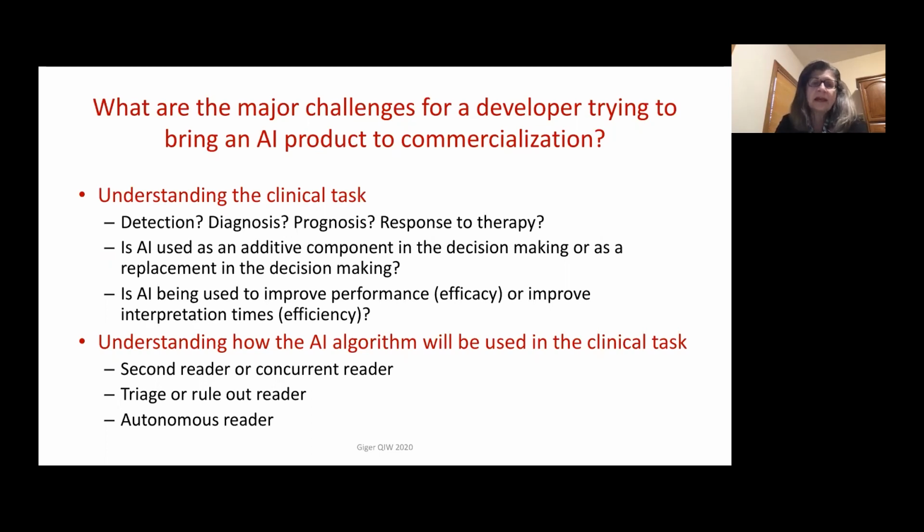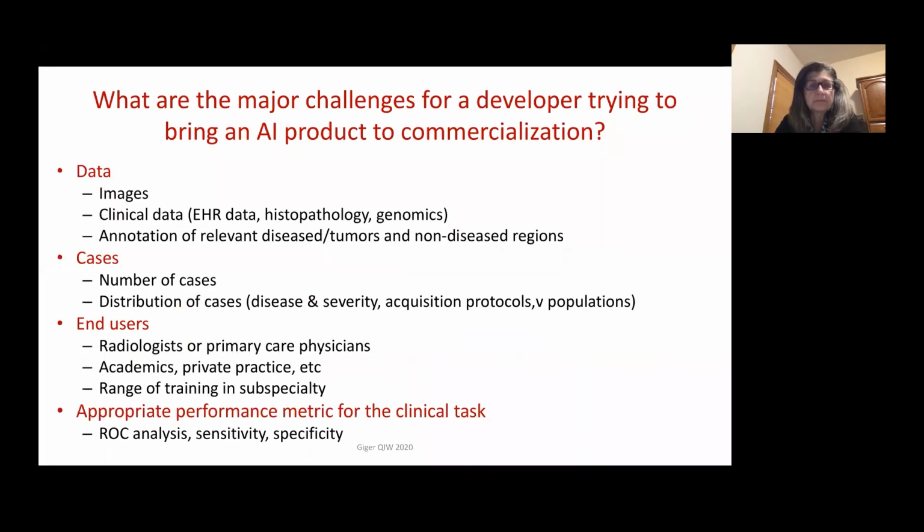And are you developing the AI to improve the performance of the interpretation task, that is the efficacy, or to improve interpretation times, for example, and that would be efficiency? You also need to understand how the AI algorithm will be used in the clinical task as a second reader or a concurrent reader. Will it be used as a triage or to rule out normal cases? Or will it be used as an autonomous reader? These are questions that you need to answer prior to the development of the AI algorithm, and definitely prior to the evaluation of it.